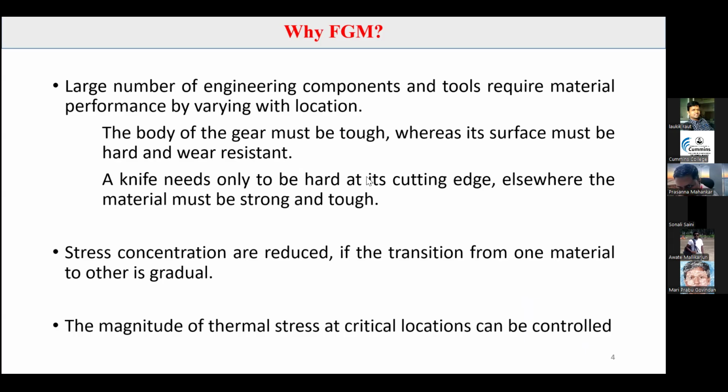Then you can take the example of a knife. A knife needs to be hard only at its cutting edge. Elsewhere, the material must be strong and tough. So at the center, the knife should be strong and tough, whereas at the surface it should be hard, so as to cut other material. So what is the benefit? The stress concentration is reduced, because if the transition from one material to another is gradual, we are gradually increasing or reducing the concentration. So stress concentration is very low.